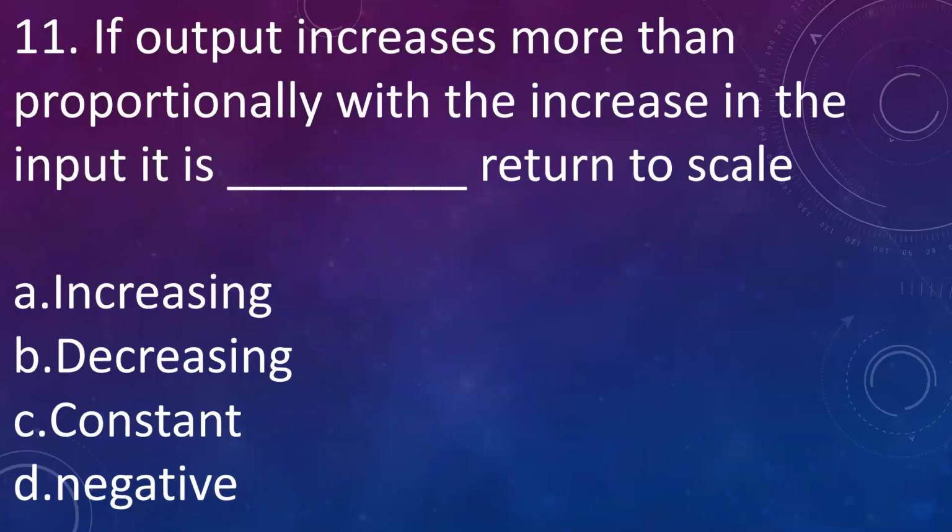Next question is, if output increases more than proportionally with an increase in input, it is dash returns to scale. A. Increasing, B. Decreasing, C. Constant, D. Negative. Answer is increasing.